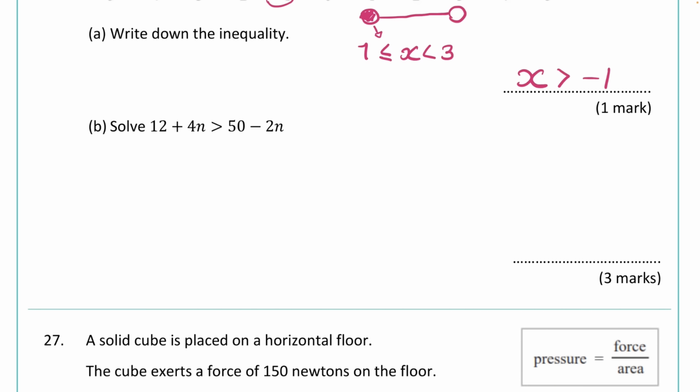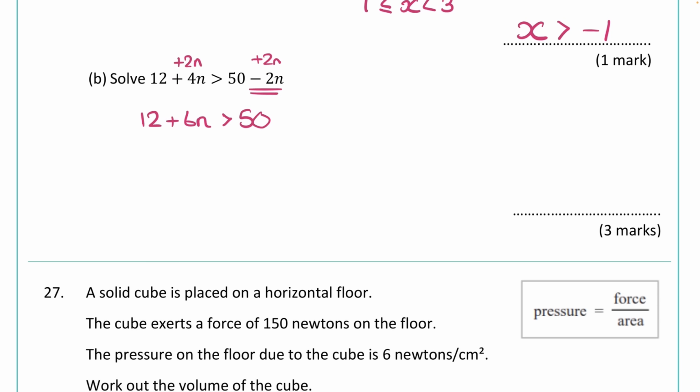Part B here is solving an inequality. So here we want to look for the smallest unknown as they're on both sides. The smallest is this -2n. So we want to get rid of that by adding 2n to both sides. If we add 2n to both sides, we have 12 plus 6n is greater than 50. We then want to get rid of the numbers as we have the n's together on the left now. So minus the 12. And if we minus 12, we get 6n is greater than 38.